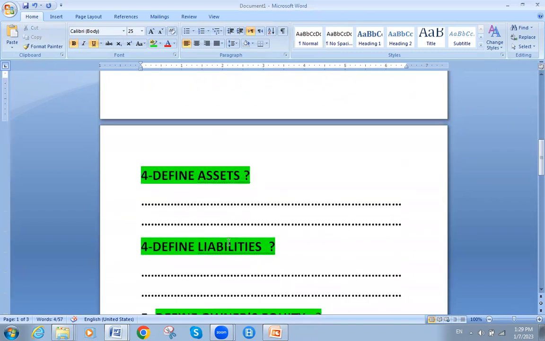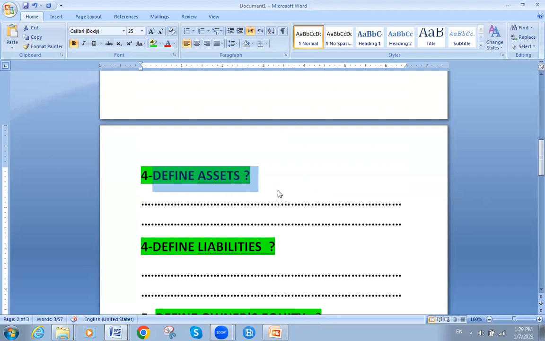After that, we moved on to define the assets, and we said that the assets are the belongings, your things, your stuff. Like if you see your desk, your table, your chair, these are assets. And we divide the assets into fixed and variable assets.